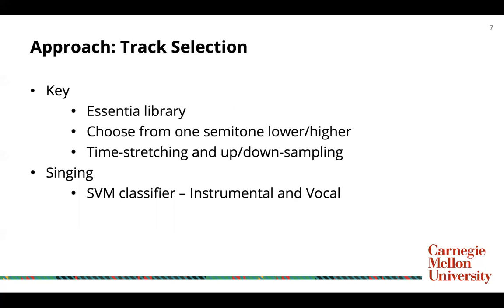For the key of songs, we use the Essentia library to extract them, and during the song selection process, those songs with 1 semitone lower or higher than the current song would be considered as a mix for the next song. Time stretching and up or down sampling would be used during the mix. When 2 songs both have singing voices, it is important to avoid mixing them directly. We used an SVM classifier to label the songs as vocal or instrumental. Our system would prioritize mixing an instrumental song next if we are currently playing a vocal song.